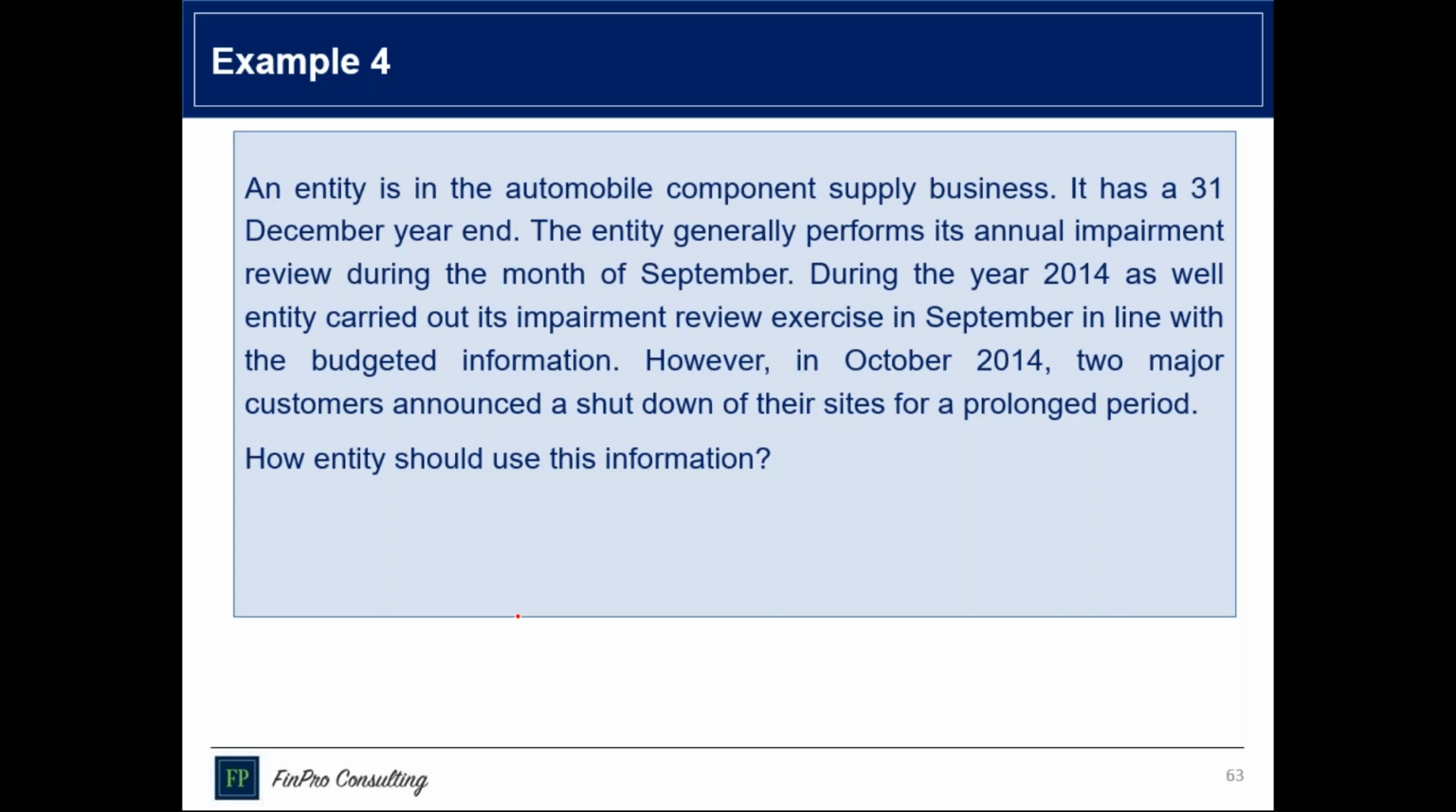The standard says that apart from your normal annual impairment testing, if additional indicators occur, then the entity should go ahead and carry out impairment testing again, even immediately after the annual test. So in September 2014, the impairment testing was conducted. However, after 1 month, there were new factors which called for impairment testing. So this new information should be considered for the purpose of testing again in October 2014.